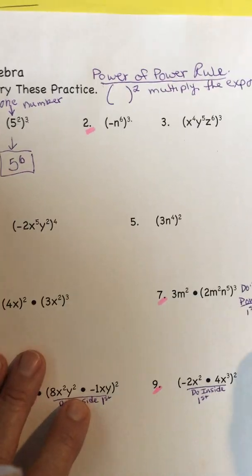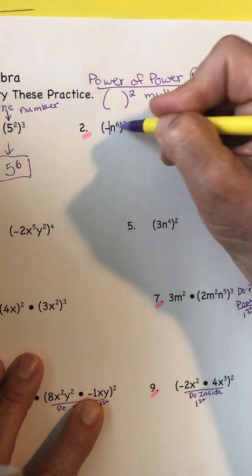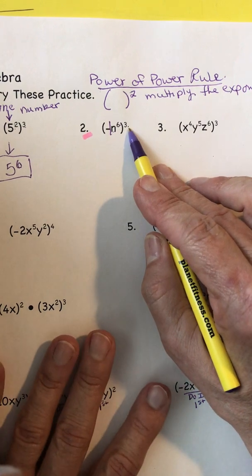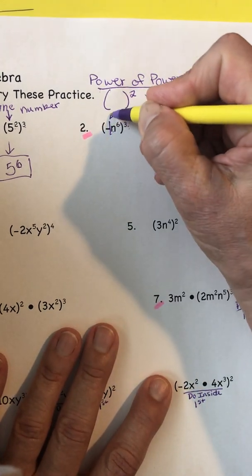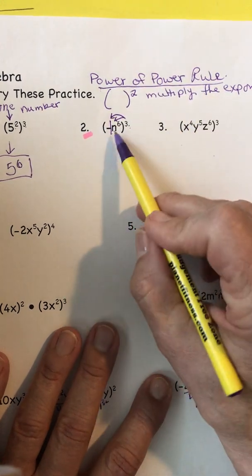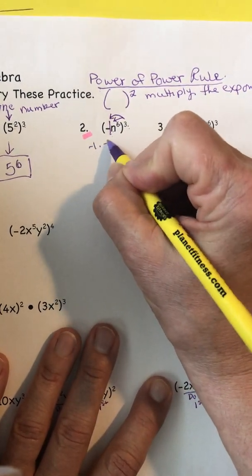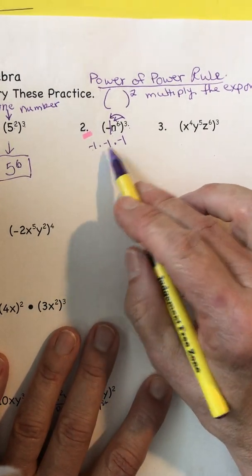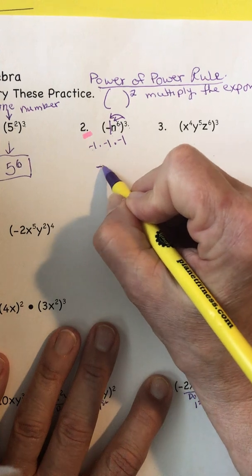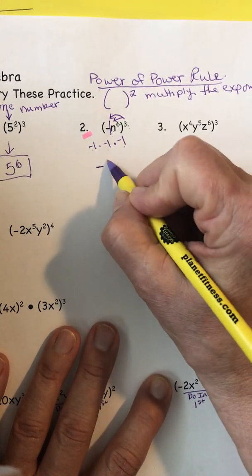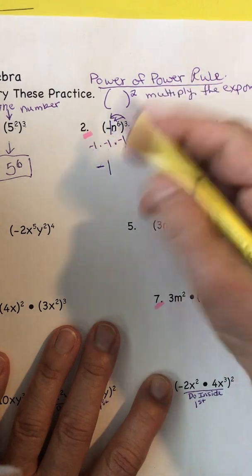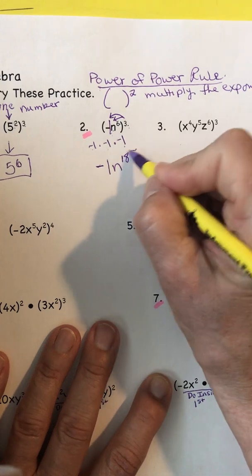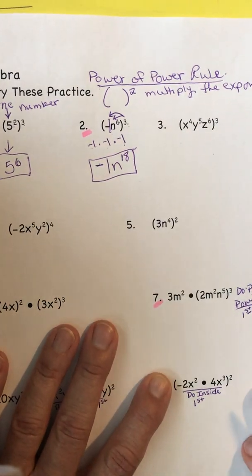Then I get to number 2. Number 2 actually has a number and a variable in a power of power situation. So I know I'm going to take this 3 out here and use it for both of those things. So I've got -1 times -1 times -1. Okay? Negative times negative is positive. Positive times negative, so I know my answer is going to be negative. 1 times 1 times 1 is 1. Then put your n down, 6 times 3, 18. So a pretty large exponent, and I am done.